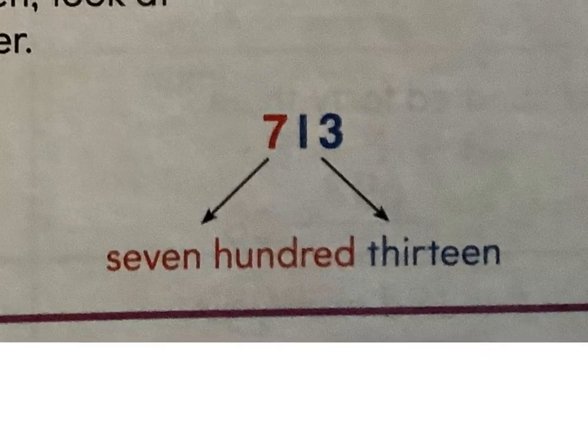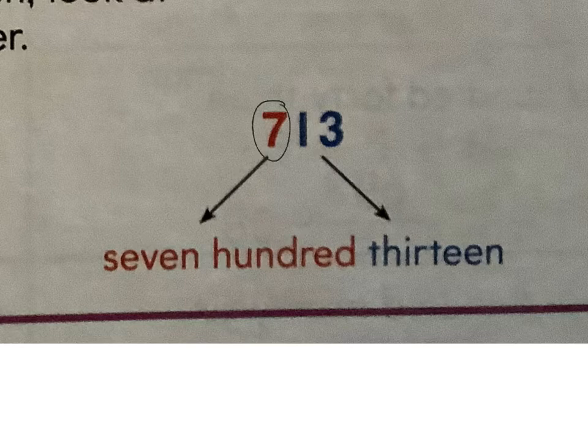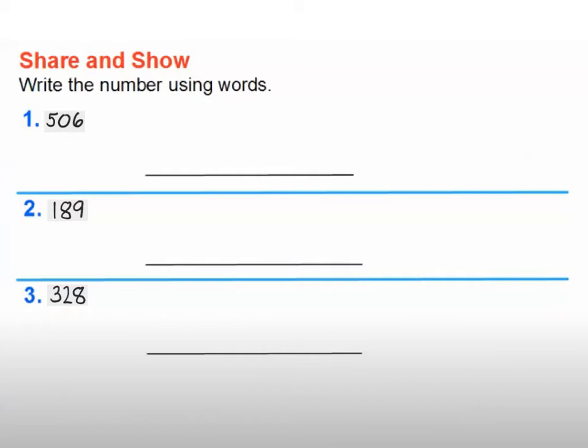Same thing over here. We look at the hundreds place and we have 700. And we look at the ones in the tens place together, 13. So we would say 713. Right below that, we have our share and show box. The directions say, write the number using words. So first, look at the number and say that number out loud. That will help guide you to figure out how to write this number in words.